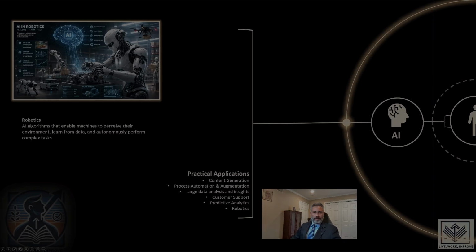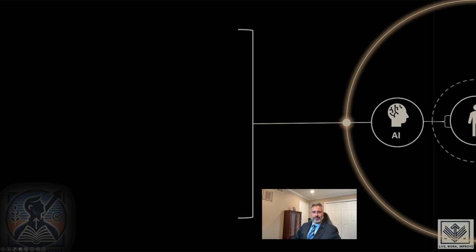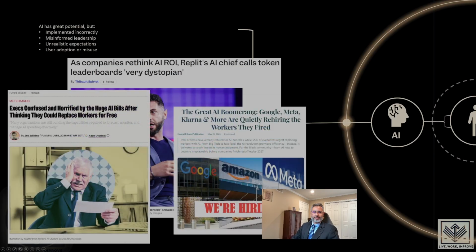All right, I want to move on to something else that I promised I was going to talk about, which is why companies seem to be running out of money for AI, complaining that things are getting very expensive or that it was a bad deal. So why the bad news? I mean, you see headlines, for example, this one that says an AI chief is talking about how token leaderboards are very dystopian.